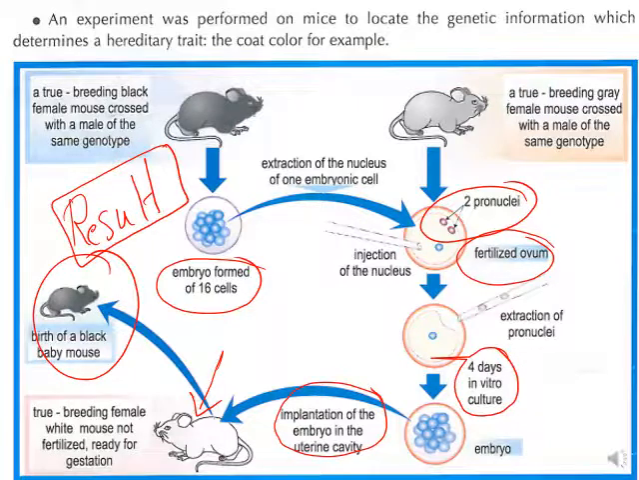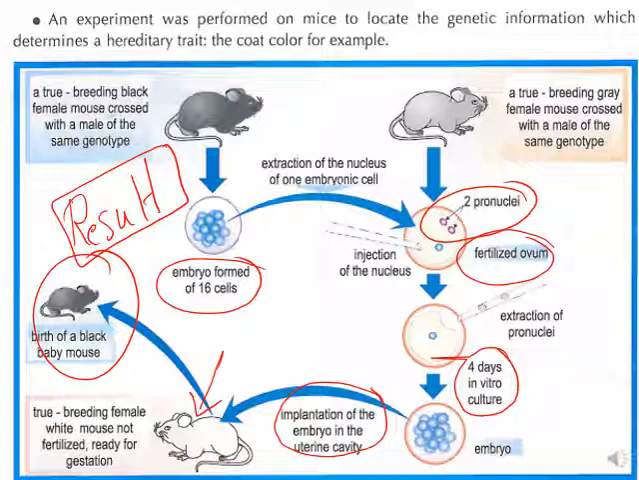So, what was the indication here? This means that the black color of the baby mouse was coded by information inherited with the nucleus of the embryonic cell of the black mouse, not by the cytoplasm and the cell membrane of the ovum of the gray mouse, or by the nutrition. So the genetic information is located in the nucleus.